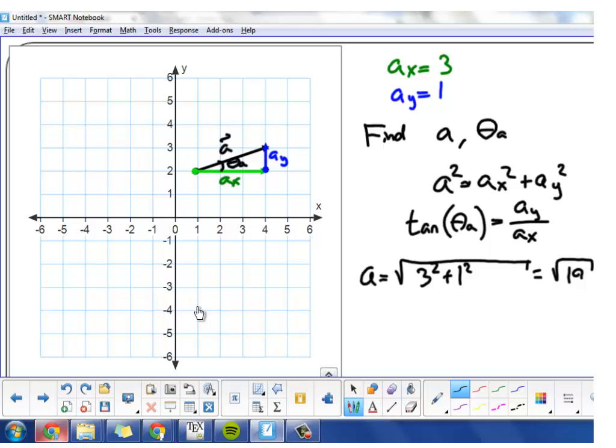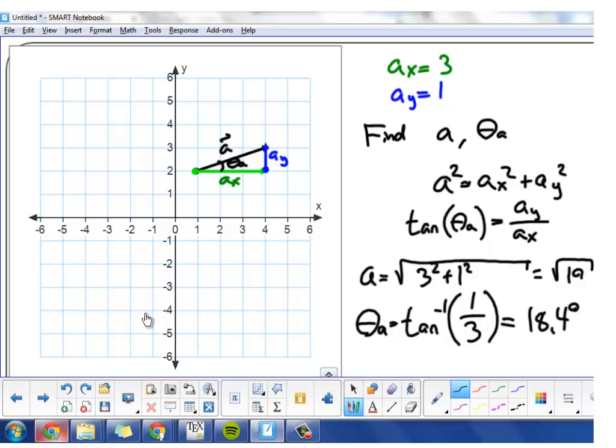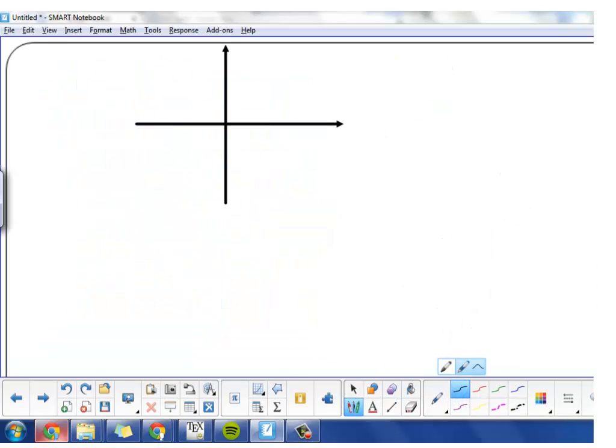To find the angle, we need the arctangent of the ratio of the y component and the x component. In this case, that's equal to the arctangent of 1/3, which our calculator reveals is equal to 18.4 degrees. But watch out, when you take the arctangent, it's always going to give you an answer between negative 90 degrees and 90 degrees, either the fourth quadrant or the first quadrant. Now that answer was in the first quadrant, but not all vectors are going to be.